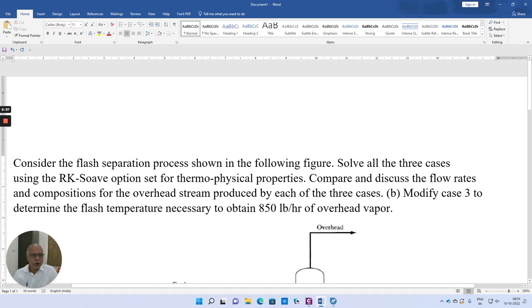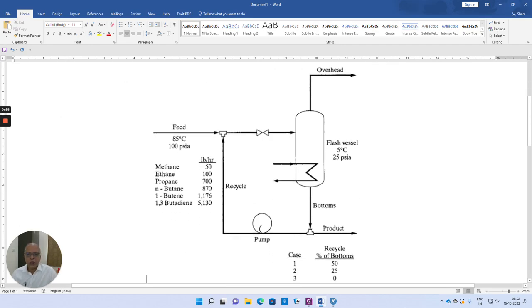Now you are required to simulate this flash column and calculate the compositions of the overhead stream as well as the bottom stream for 3 different cases. In addition to this, you are required to modify one case in order to determine the flash temperature necessary to obtain 850 lb per hour of overhead vapor. So this is the process.